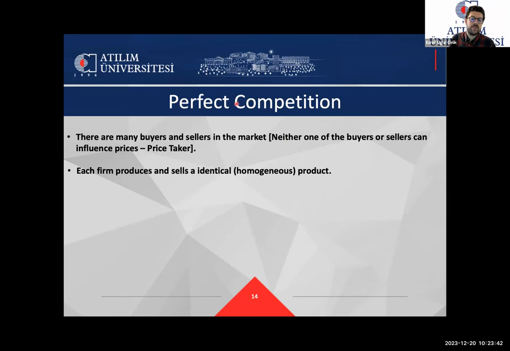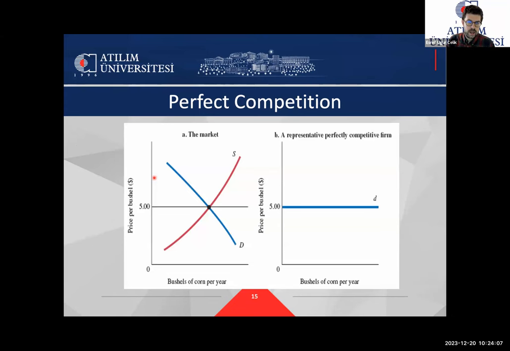In a perfect competition market, each firm produces and sells an identical or homogeneous product. Firms enter and exit the market easily, and buyers and sellers have perfect information, so there is no cheating in the market. Firms are price takers; they cannot influence the price. Price is determined in the market at the intersection point of the supply and demand curves.